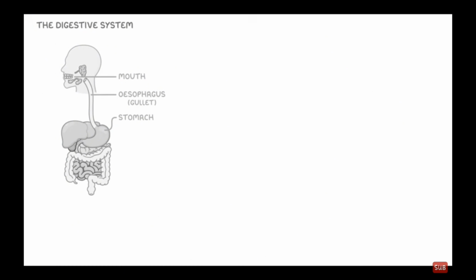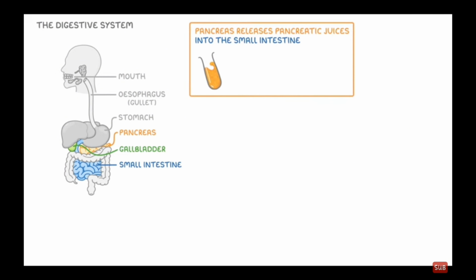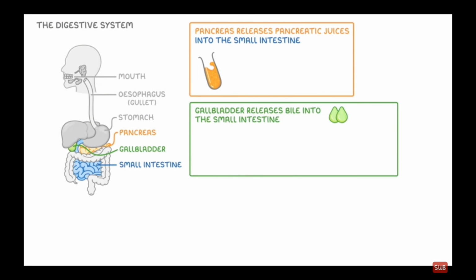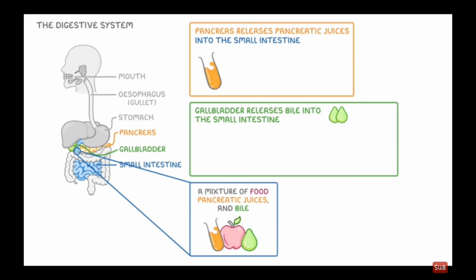After a couple of hours or so, the stomach squeezes really tight and pushes the mixture into the small intestine, which is basically a long tube. Before we look at what it does, though, we need to look at two other organs: the pancreas and the gallbladder. At roughly the same time as the food mixture moves to the stomach, the pancreas releases pancreatic juices into the small intestine, and the gallbladder releases bile into the small intestine.